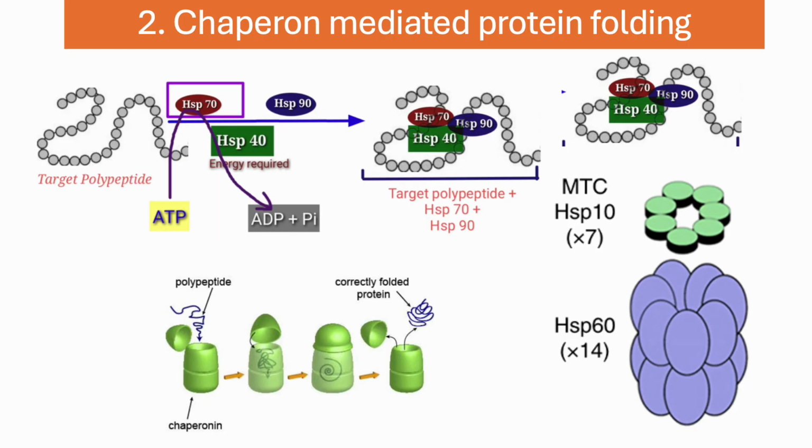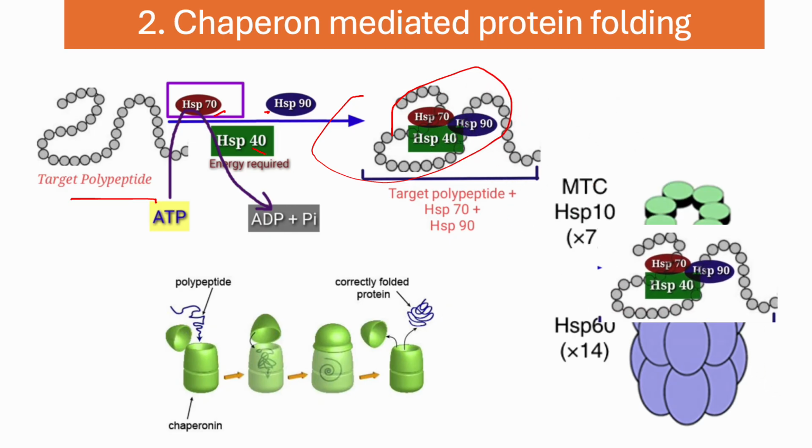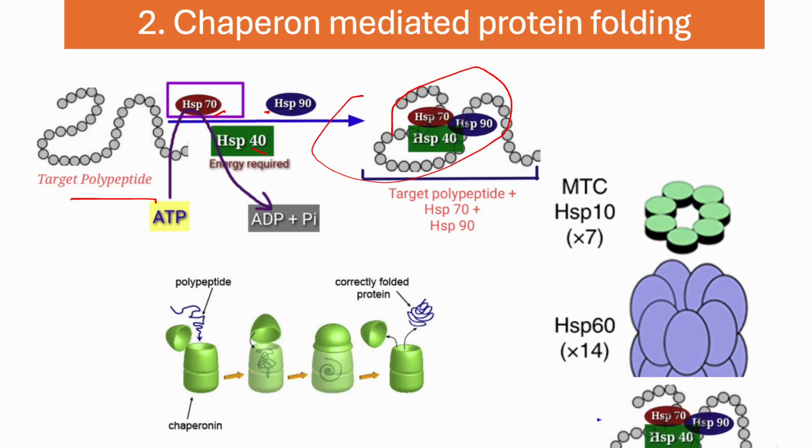Let's talk about chaperone-mediated protein folding again. As we saw, this is our target polypeptide. We have to fold it. That means the chaperone will assist to fold this. HSP70 and 90 hold together, and then HSP40 comes and makes this structure, and then what happens? Then this complex goes into the chaperonin. I showed again this chaperonin, they go in, and within this chaperonin they complete their folding structure.